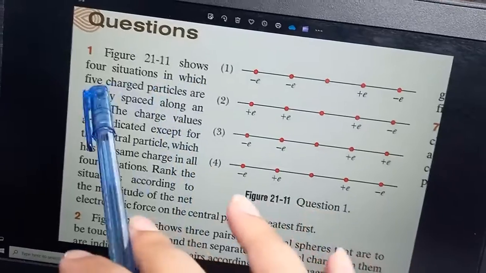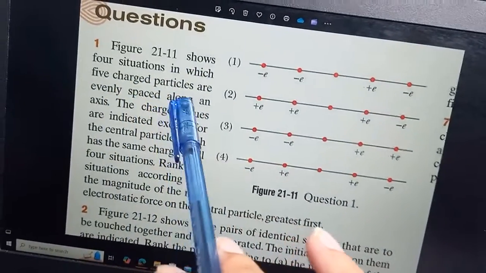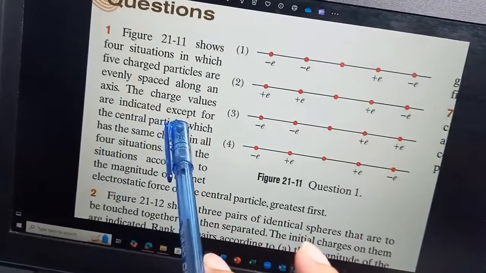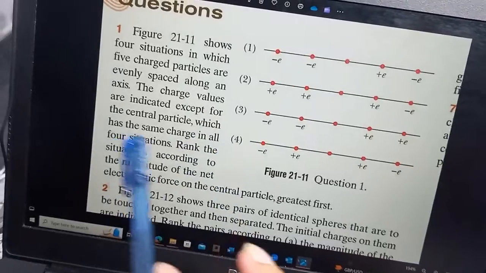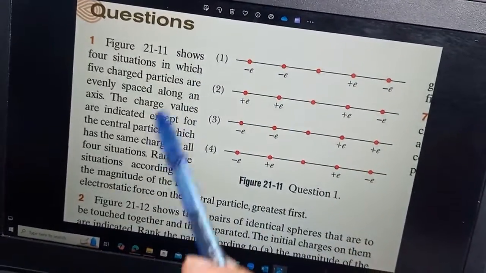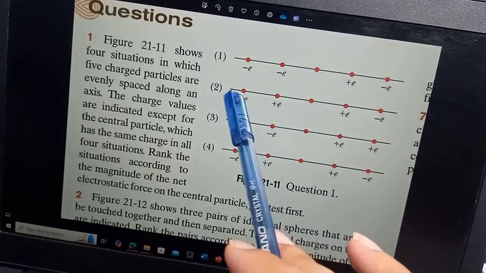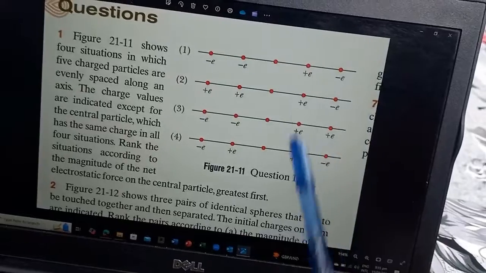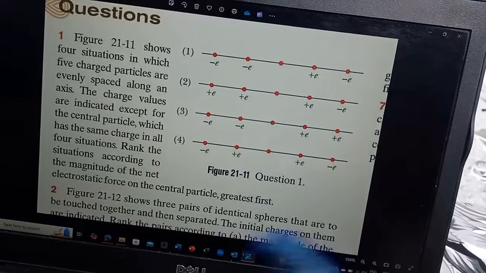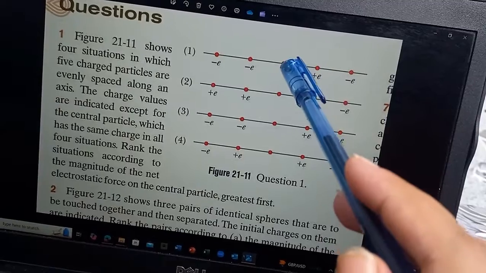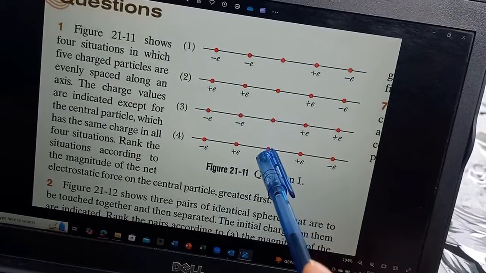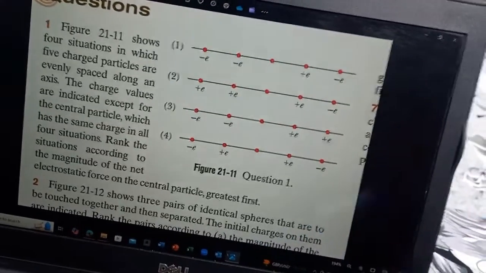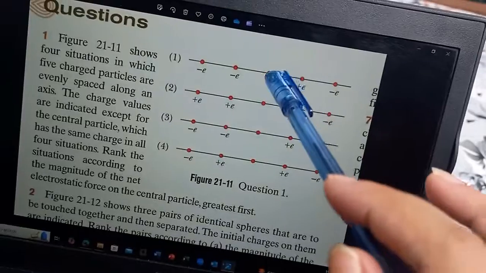The figure shows 4 situations in which 5 charged particles are evenly spaced along an axis. The charge values are indicated except for the central particle, which has the same charge in all 4 situations. Here they are telling us that the charge on each particle is shown except the central particle. We can see that all of the other charged bodies are given a specific charge, and they are saying that the charge on the central particle is not shown, and that will not affect the solution. The thing that we are seeking will not be affected by it.